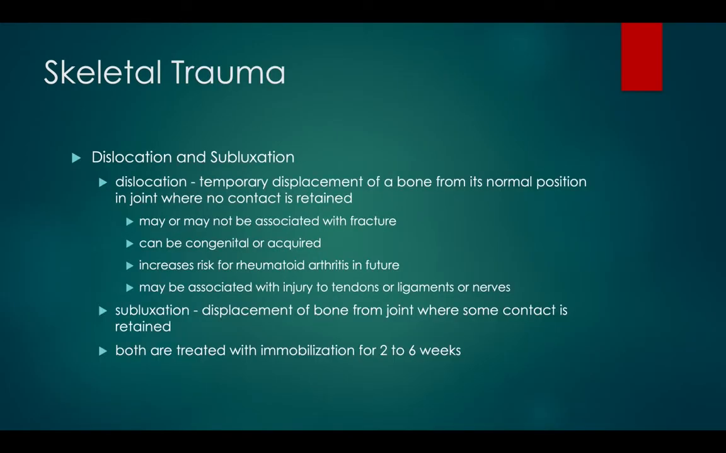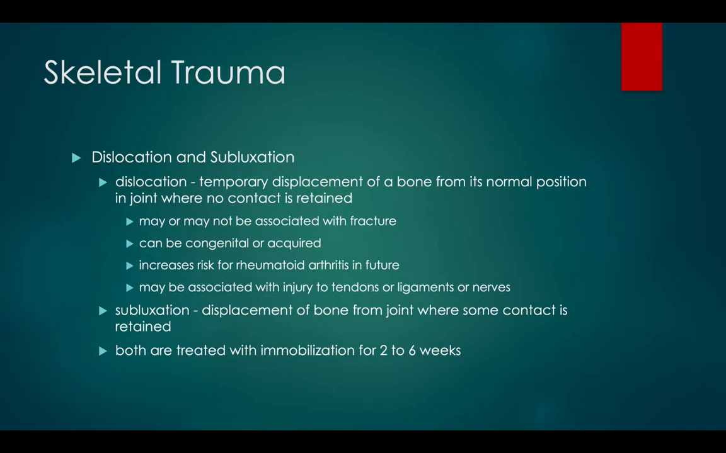So dislocation and subluxation. Dislocation is a temporary displacement of the bone from its normal position in a joint where no contact is retained. May or may not be associated with a fracture. Typically, these dislocations require a moderate to severe amount of force in order for this type of injury to occur. So you can imagine if there's enough force applied to dislocate the joint, there also may be enough force to cause a fracture. It can be congenital or acquired.